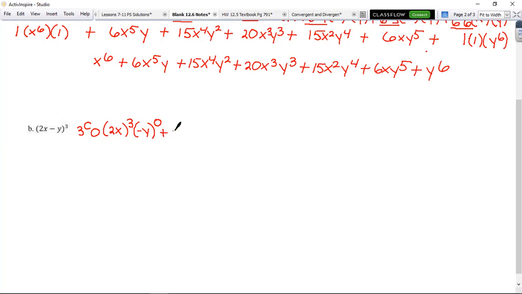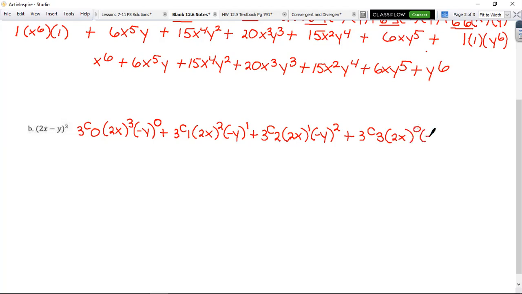Plus 3 choose 1. 2x to the 2nd and negative y to the 1st. Plus 3 choose 2. 2x to the 1st, negative y to the 2nd. And lastly, 3 choose 3, 2x to the 0, and negative y to the 3rd.